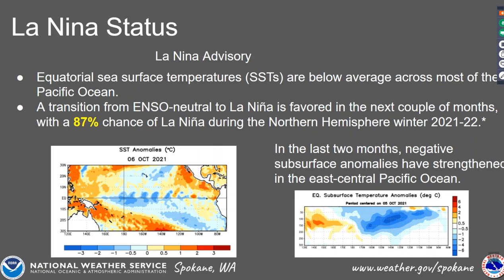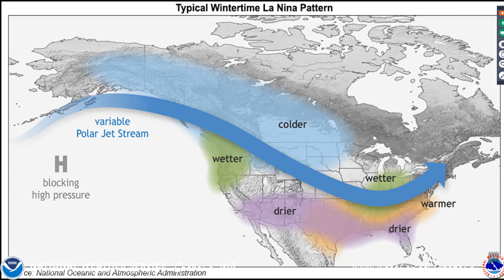So we are in a La Nina advisory, and La Nina is expected with an 87% chance across the northern hemisphere for this winter. This is our typical La Nina pattern. Typically the jet is pushed to the north of us a little bit, with the colder air to our north and east, and we usually see some wetter systems move across our region.